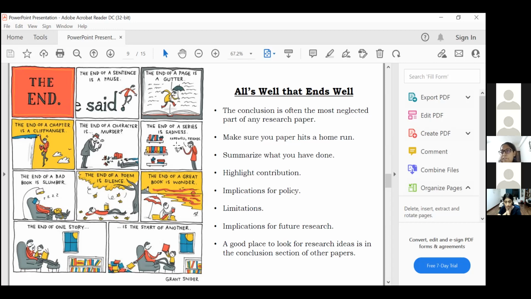And in fact, for those of you who are starting out, a good place to look for research ideas is in the conclusion section of other papers. People have written papers before you, in the area that you are interested in, where they have left an open question for the audience or for the next researcher. You can look for those easy, low-hanging fruit that will give you an idea of a good research question. So make sure you end your paper on a positive note, on a note that wraps up the work that you've done so far.